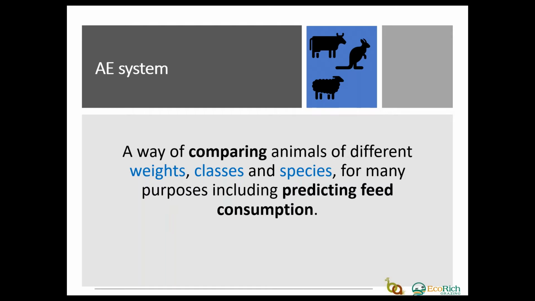So, kicking it off, the adult equivalent system. It's a way of comparing animals of different weight classes and species for many purposes, which I'll go through in a minute, but particularly for predicting feed consumption. It brings all those different sizes of animals, their classes and species, back to a common denominator, or it forms a common currency so that we can compare apples with apples.